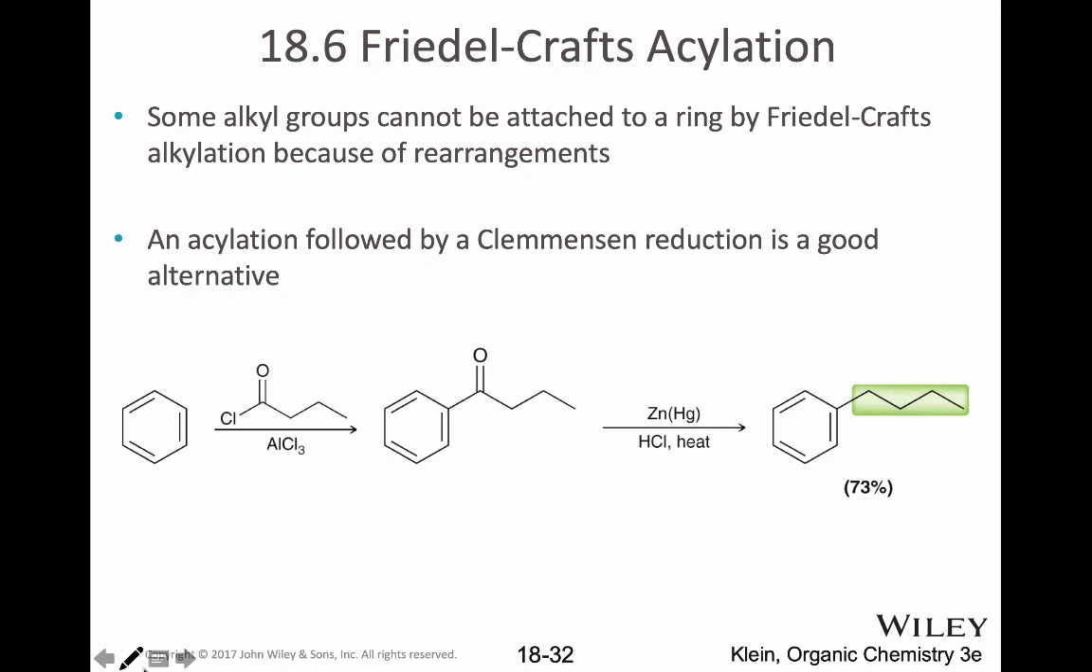Because if I try to react this with this, remember, I don't make this product. I'm not going to make the bond here. This is going to rearrange, and I'm going to make the bond there. So the product that I actually make when I try to do the alkylation is this, and we don't want that. We want this. So if I want to connect here, I have to go through an acylation followed by a reduction.